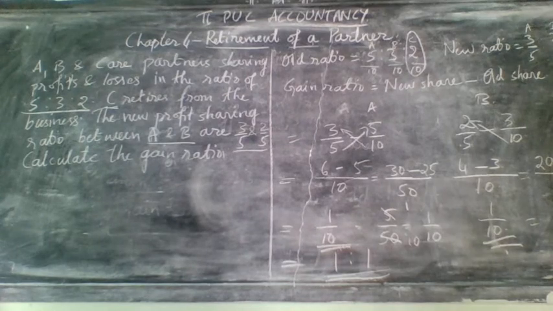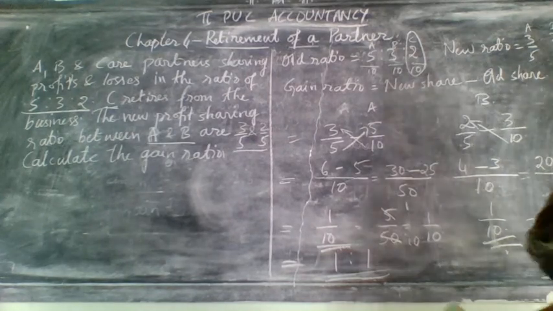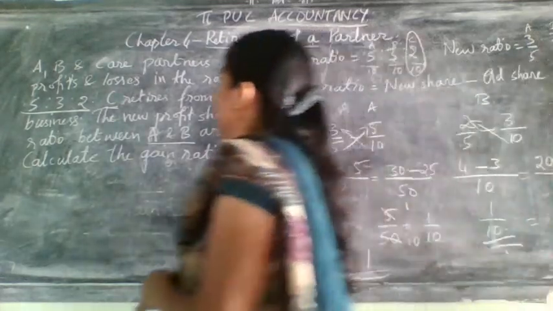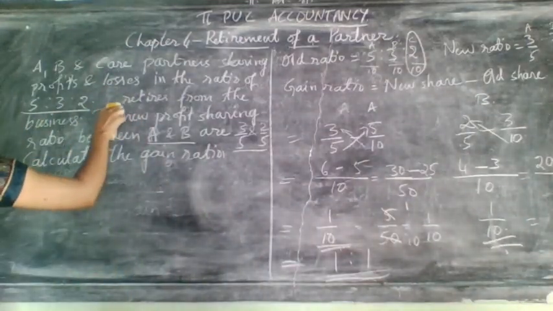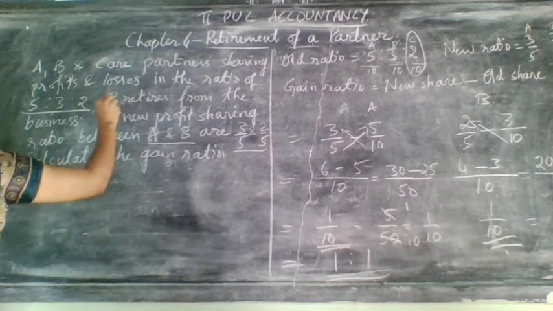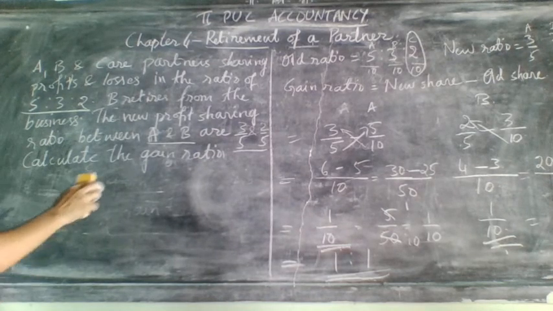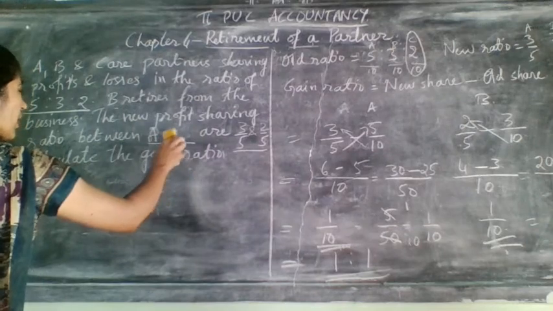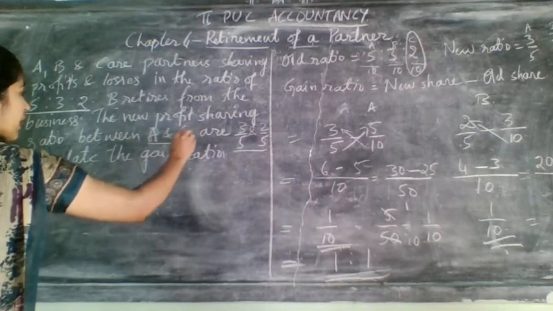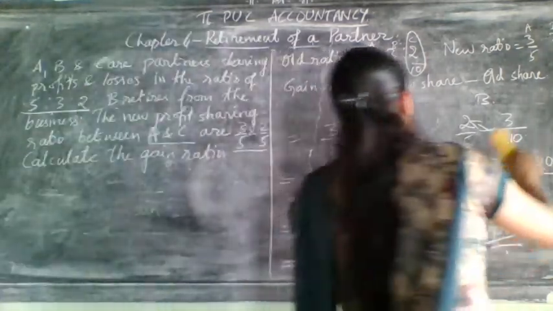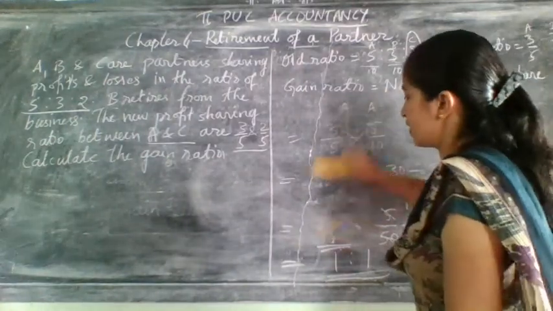Now let us change this problem a bit. The ratios are the same. Old partners' ratios are the same, 5:3:2. Now instead of C, B will retire from the business. Instead of C, who will retire? B will retire from the business. And the remaining share is shared by the new profit sharing ratio of A and C now. A and C ratios are the same, 3 by 5 and 2 by 5. Let us do it now. So when you are doing this problem, I have changed it just a bit.